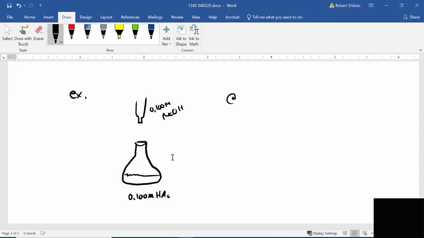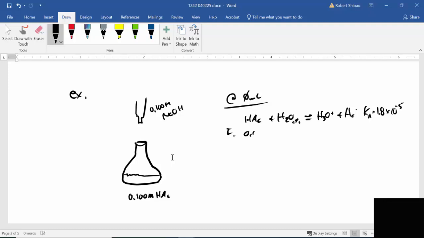And so at 0 milliliters, then we just have acetic acid, 0.100 molar acetic acid. So it's just a Ka. And so we'll have acetic acid plus water. This is going to give us hydronium plus acetate. The Ka value for this we could look up in the book. It's 1.8 times 10 to the minus 5.